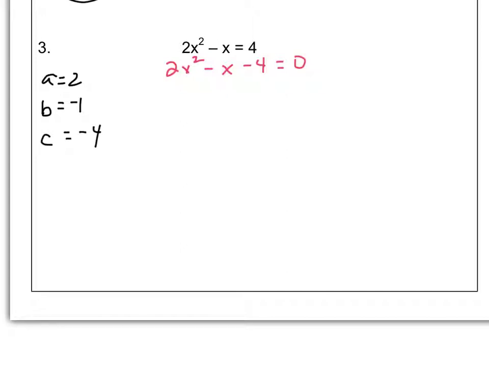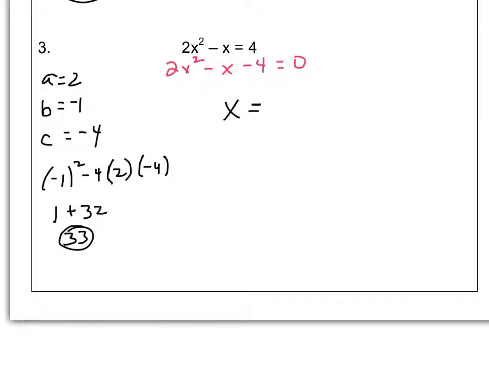Now if I put that into the discriminant first, I end up with -1 squared minus 4 times a, which is 2, times c, which is -4. -1 squared is 1. -4 times 2 is -8. -8 times -4 is positive 32. 32 and 1 is 33. So I found the part that's underneath the square root.